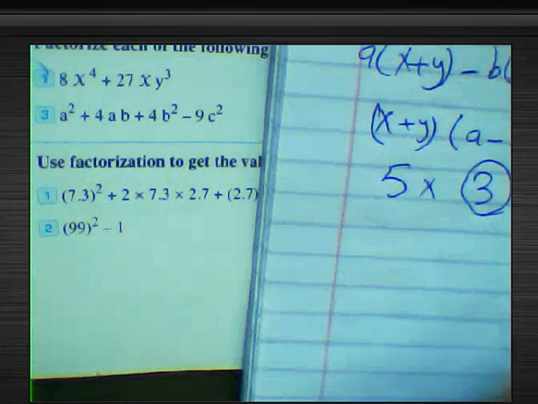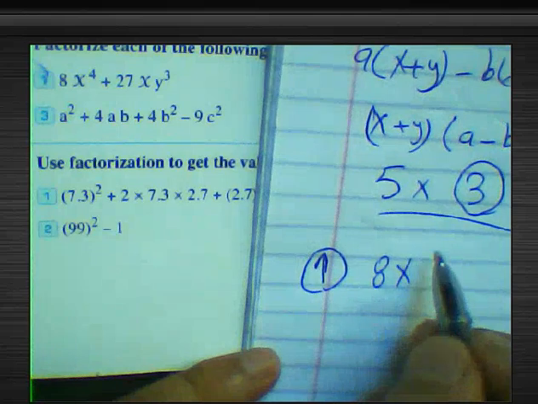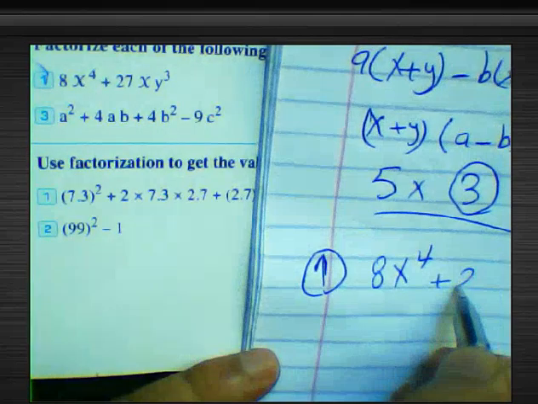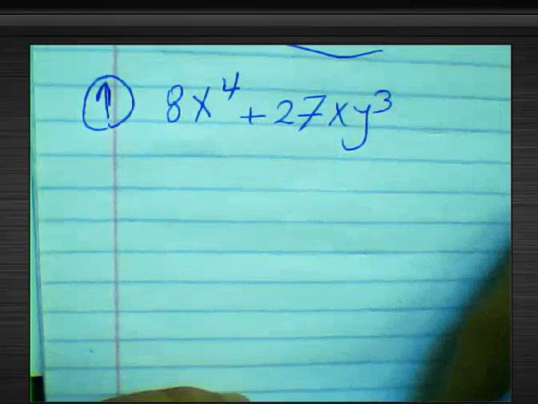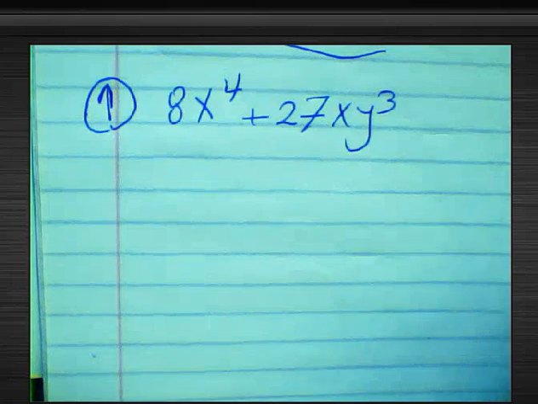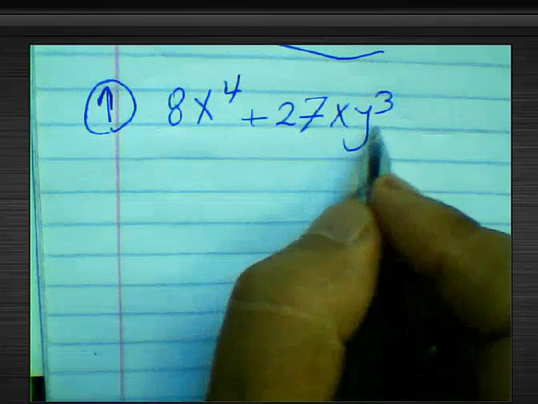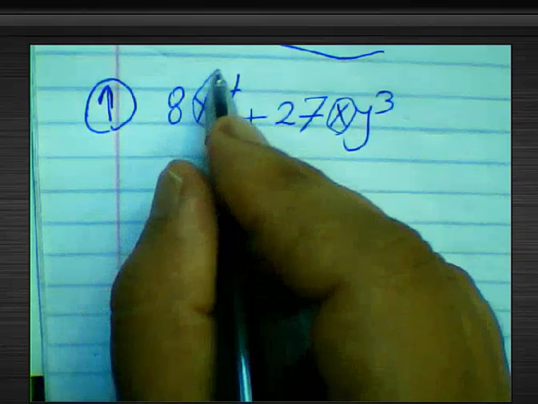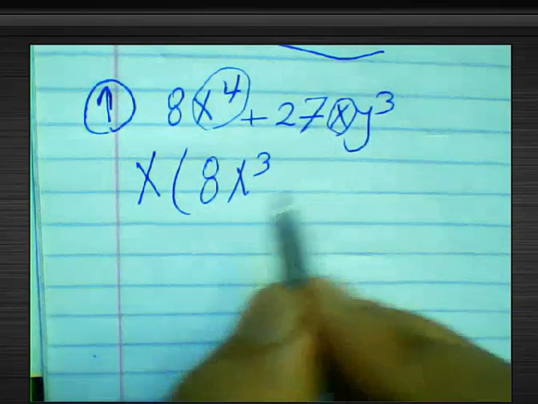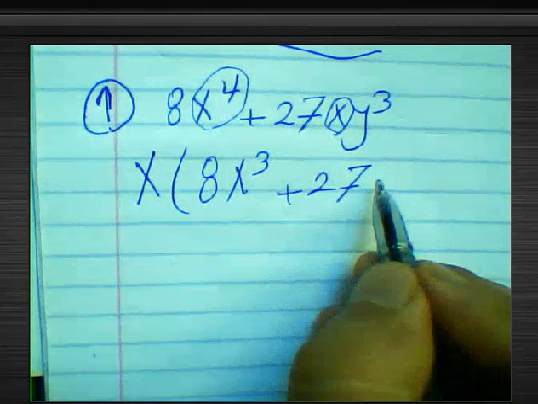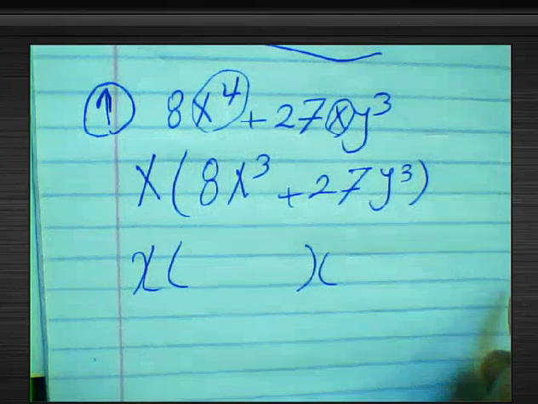Factorize each of the following completely. Letter number 1: 8x power 4 plus 27xy power 3. We can write the highest common factor between two terms. 8x power 4 plus 27xy power 3. We know x, and it was x power 4. We can write x outside here. The result will be 8x power 3 plus 27y power 3. We can write x outside and factorize the expression.